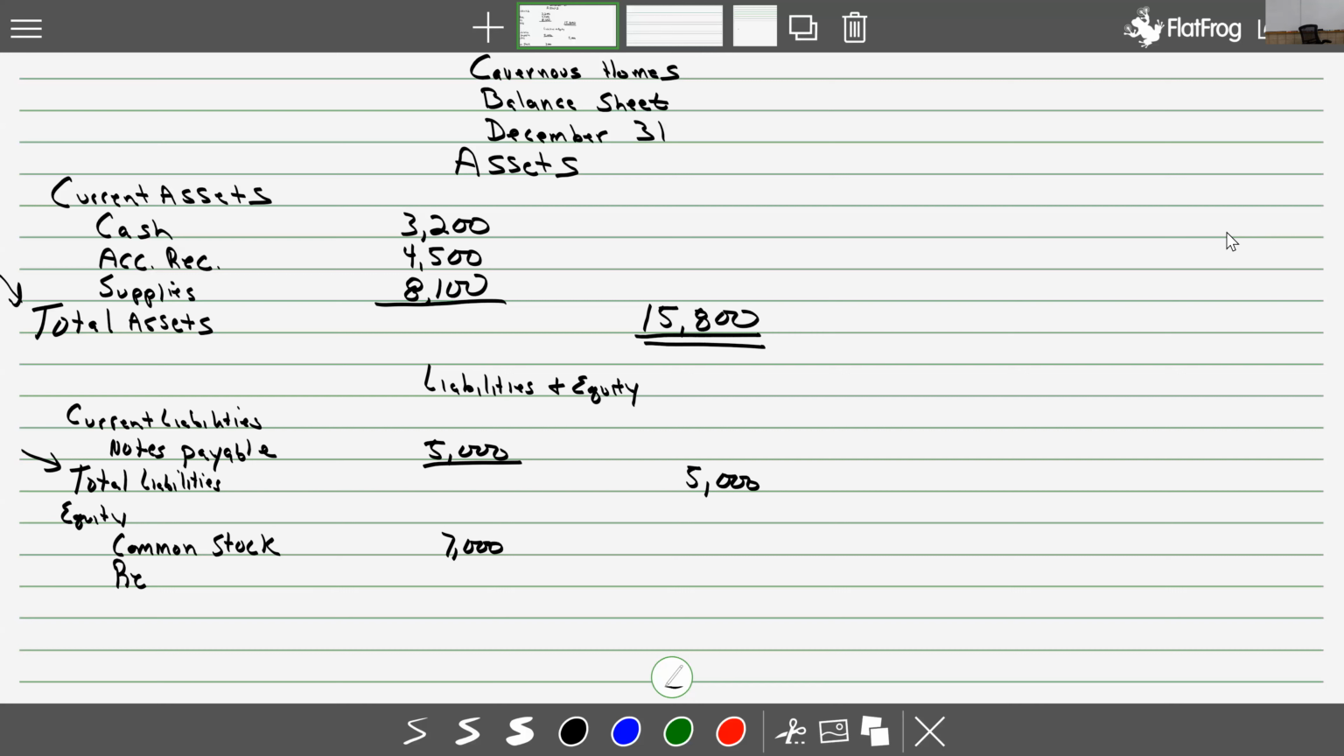The second part of equity is retained earnings, which is accumulated net income minus dividends. The retained earnings amount they gave us was $3,800. And we can add those together to get our total equity. And then finally, our bottom line here.